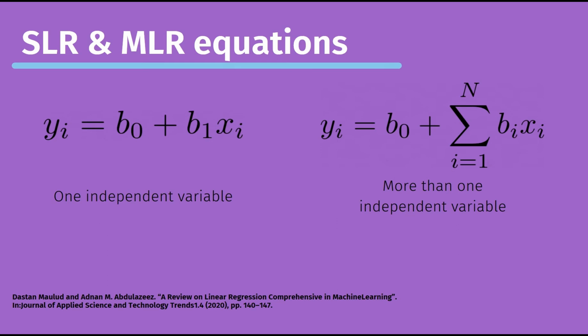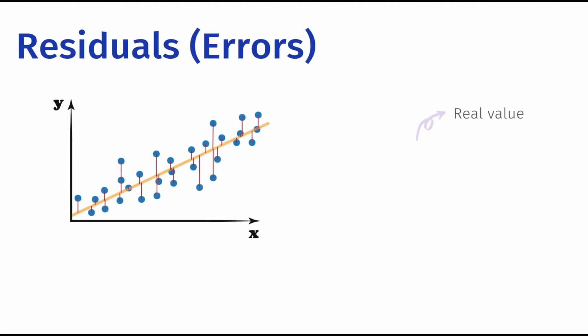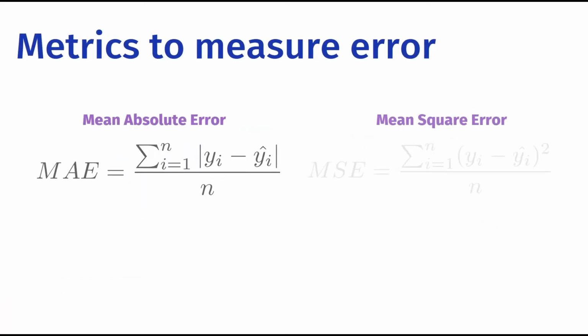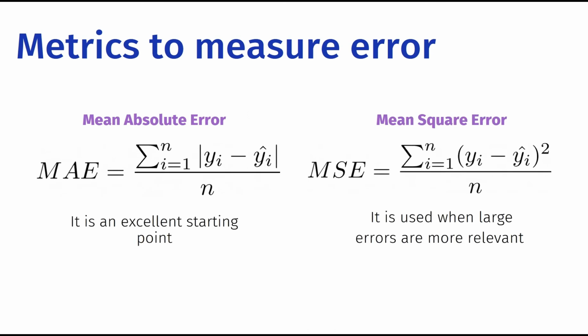One good metric to measure the performance of the model are the residuals, also known as errors. And there are two main equations that can help us in this task. First, we have the mean absolute error, which makes an average of the distance of each error, how far the predictions are from the real values. The other metric we can use is the mean square error, which squares the distance of the errors. This makes larger errors become more relevant.